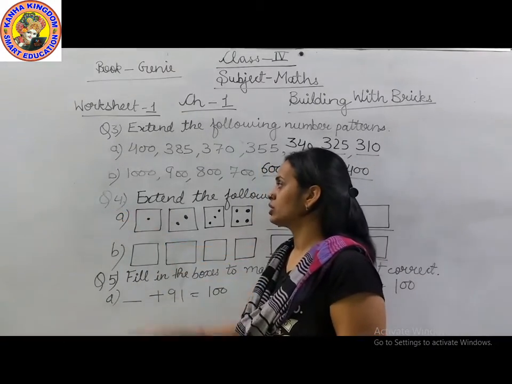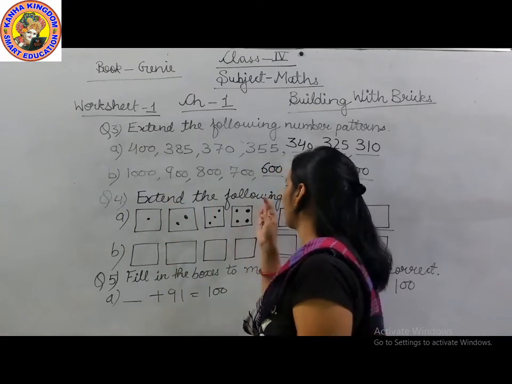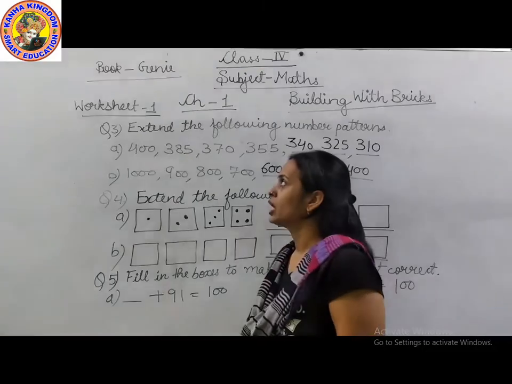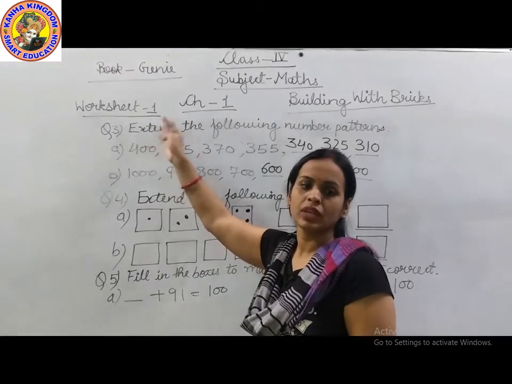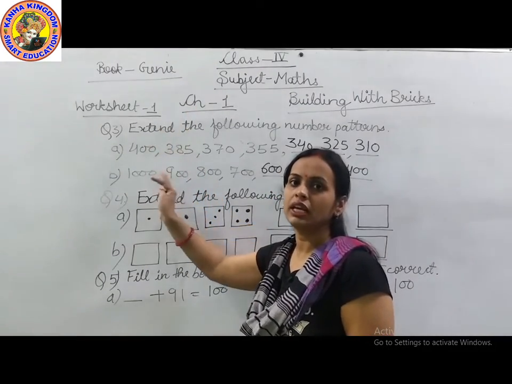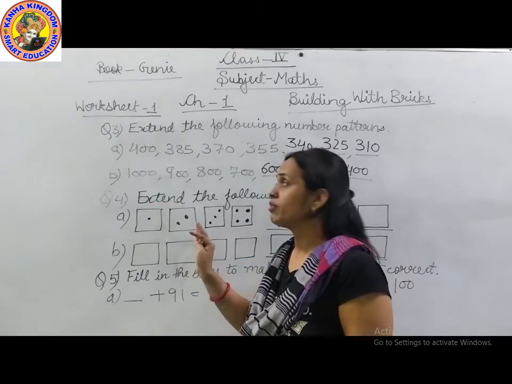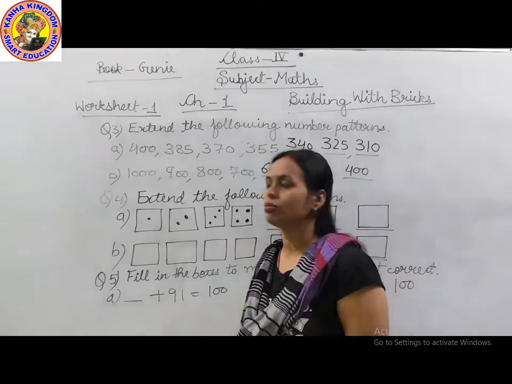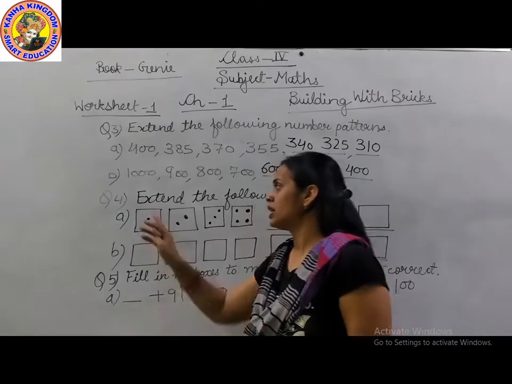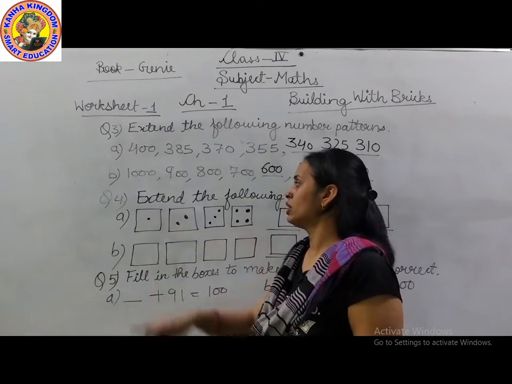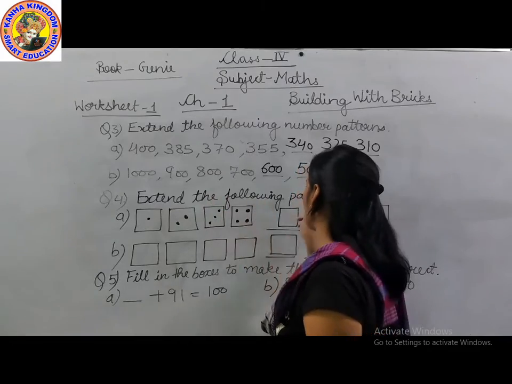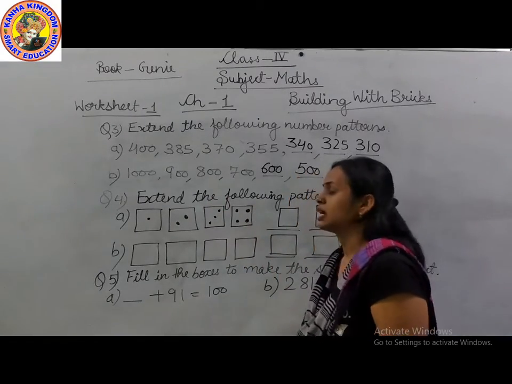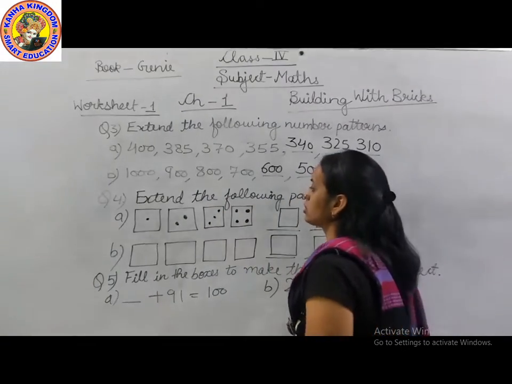Now, next question. Extend the following patterns. In question number 3, question number C, D and E, solve in your Genie book and write down this also in your Genie book. Now, our next question is question number 4. Extend the following patterns.